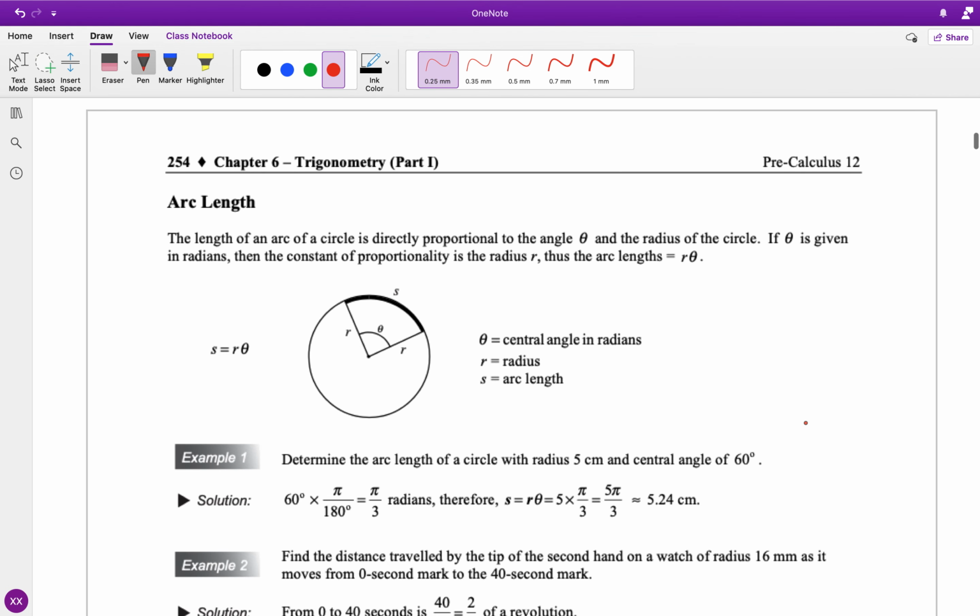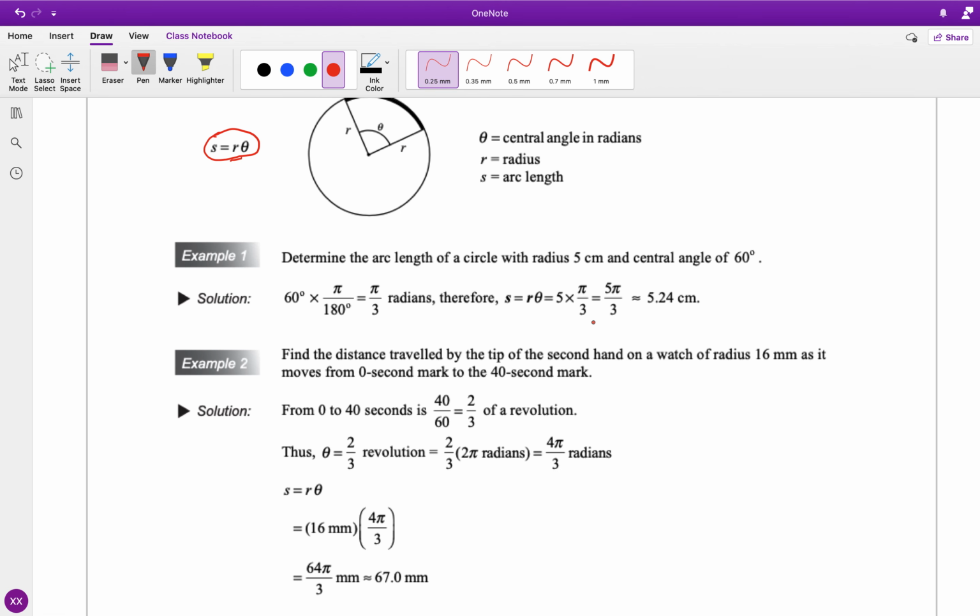Now we're talking about arc length. Before, we were saying that the circle is a unit circle, so R is 1. But R does not have to be 1. It could be any circle that has a length for the radius. And then the arc length is just this: your angle in radians multiplied by the radius is your arc length.